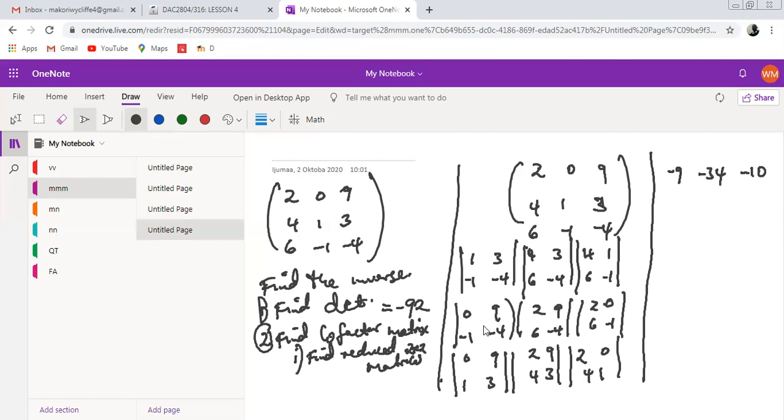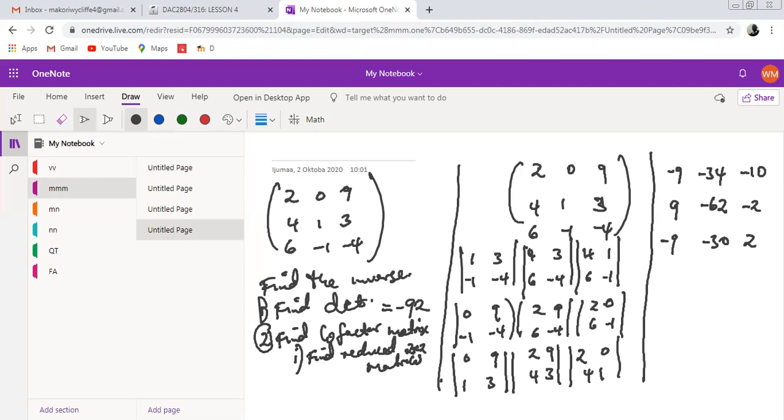Come here, do the same. This is 0 minus -9, which is going to be +9. This one is -8 minus 54, which is going to be -62. This is -2 minus 0, so it is -2. Come here, this is 0 minus 9, -9. This is 6 minus 36, which is -30. This is 2 minus 0, which is 2.